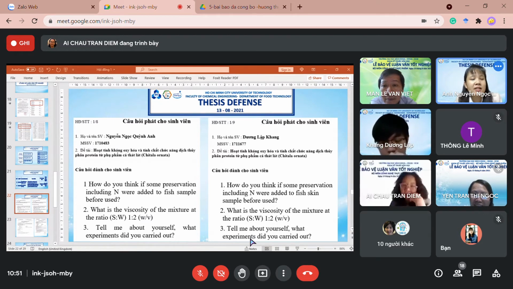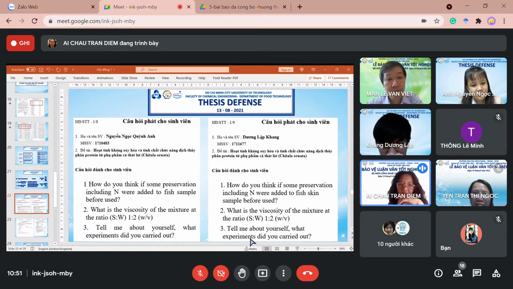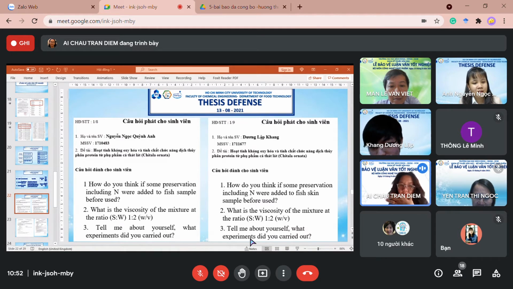denitrogenation. Sorry, Guinan. I think the question is if some people add urea in the material or other sources of nitrogen to preserve the material, then you collect the material, does that affect your results or your research?